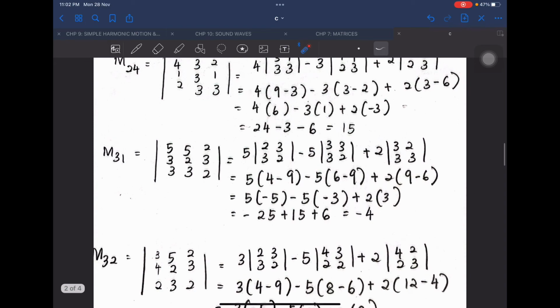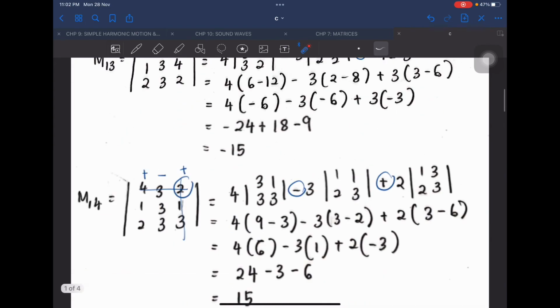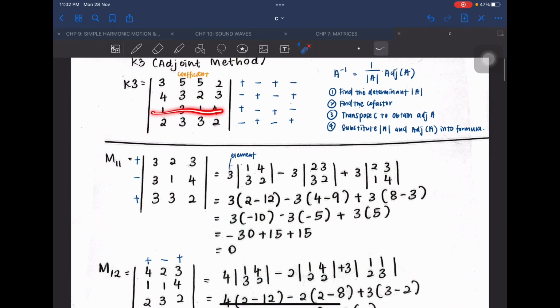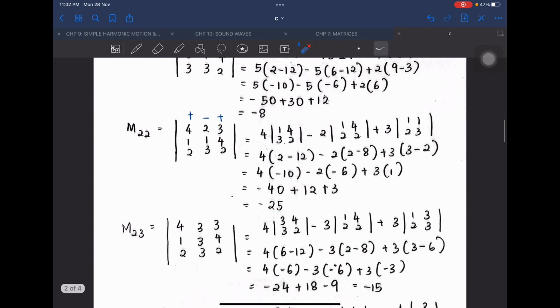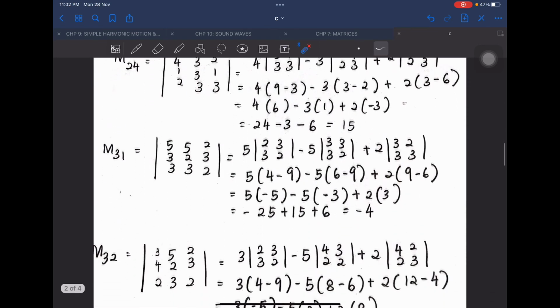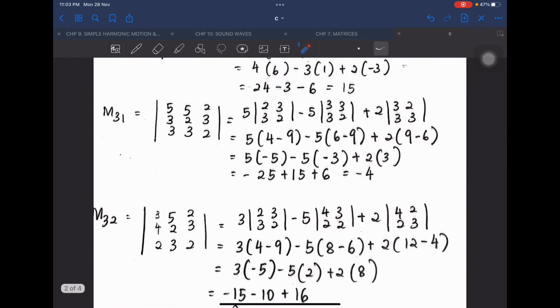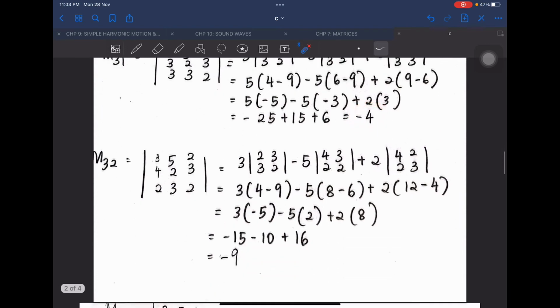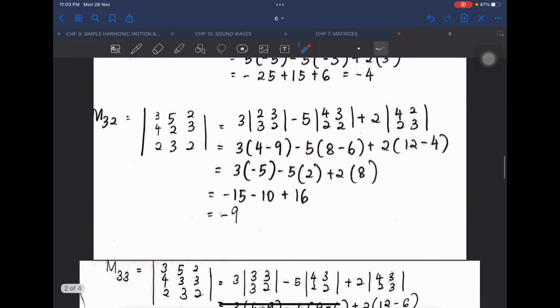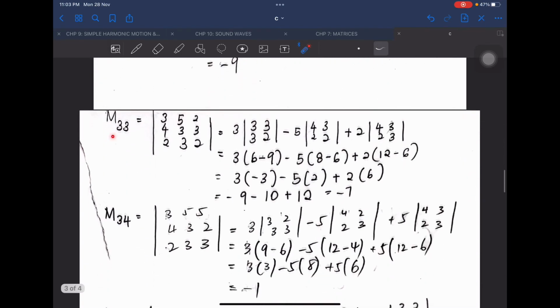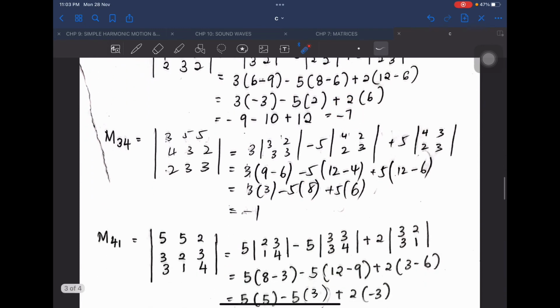So we go on to the next row, which is row 3. Row 3, column 1, 2, 3, 4. Row 3, column 1, we get the answer is negative 4. Row 3, column 2, negative 9. Row 3, column 3, negative 7. Row 3 and column 4 is negative 1.